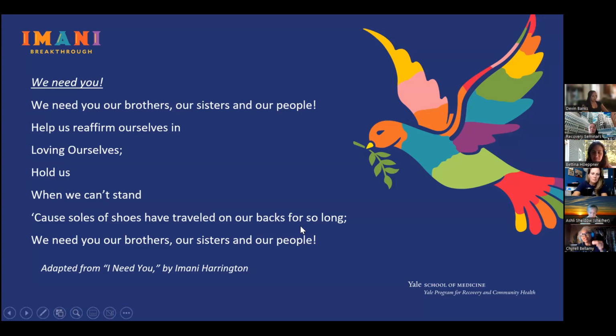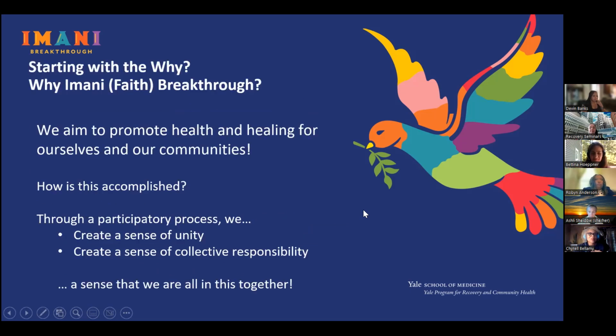And to me, I love reading this poem because this gets to the essence of why this work is critical and important in the first place. Not only do community members need us in affirming that love, we need that for ourselves too. Imani aims to promote health and healing for ourselves and our communities, and this is accomplished by creating a sense of unity and a sense of collective responsibility that we are all in this together.